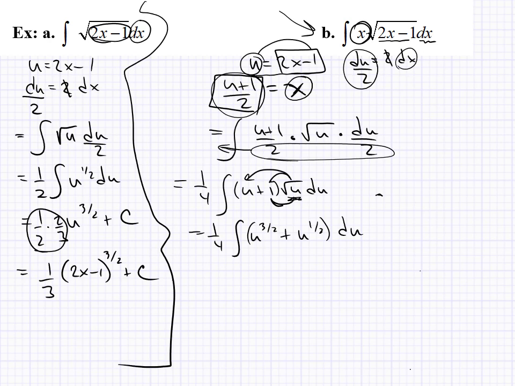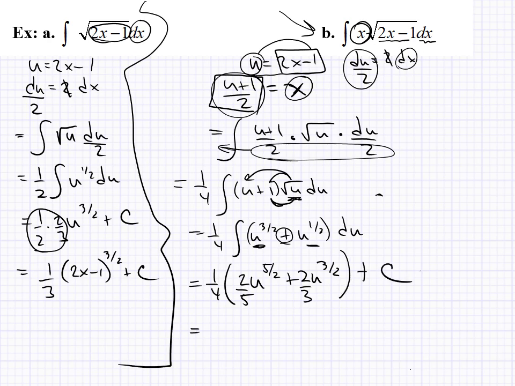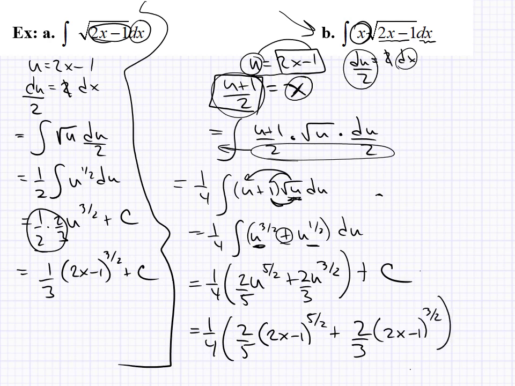And now I have this integral. Since these are added together, I can do each one of these integrals separately. I still have the 1/4 out of the whole thing, but this will be u to the 5/2 times 2/5 plus u to the 3/2 times 2/3 plus c. So resubstitute. I have 1/4 times 2/5 times 2x minus 1 to the 5/2 plus 2/3 times 2x minus 1 to the 3/2 plus c.